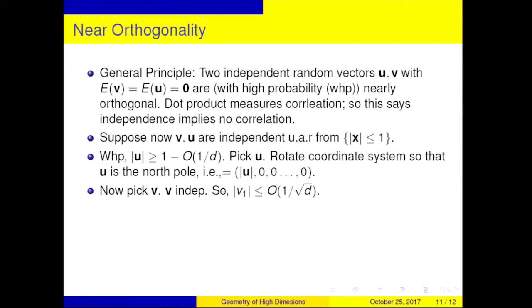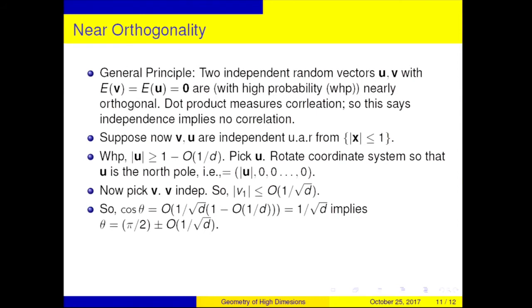Now I pick v. Now v is independent of u, so the rotation does not affect how v looks, right? That's just a change of coordinate system. It doesn't affect how v looks. And we saw from the equator result that with high probability, the absolute value of v1 is order 1 over root d. And now I take the dot product. I only have to worry about v1, and so the cosine theta, which is the dot product divided by the length, is something like this.